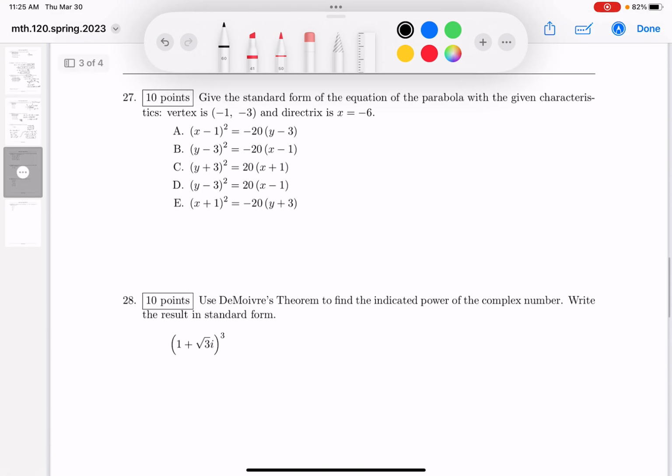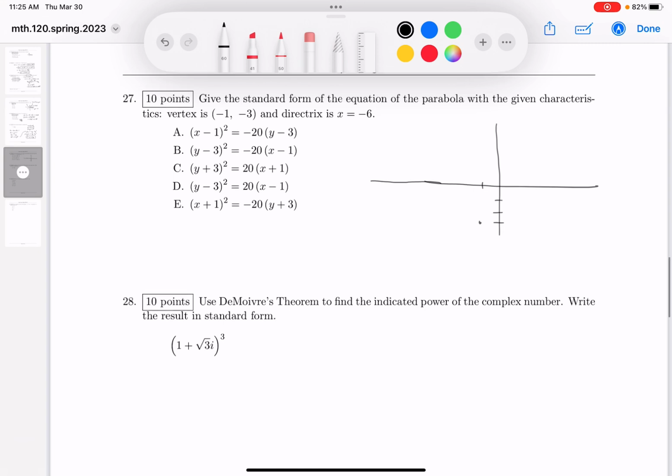And 26, a parabola question. You know, give the standard form of the equation of a parabola with the given characteristics, and I'll draw a picture. And again, I think you probably know I'm always going to be drawing a picture if I can. And let's see, minus 1, minus 3. That's the vertex. The directrix is x equals minus 6. Let's take a look at that. And that's going to be 1, 2, 3, 4, 5, 6. And my directrix over there. That's x equals minus 6.